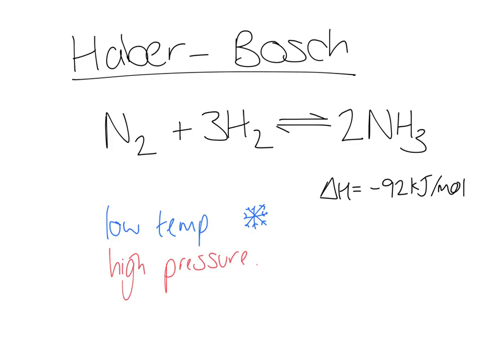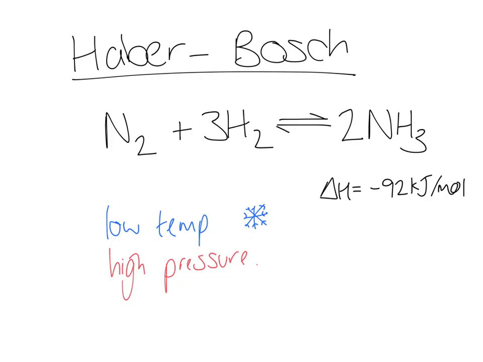Nitrogen's boiling point is what? Minus 190 something. At low temperatures, it's going to be a low rate. Bingo. So low temperature. At low temperature, it's going to be a very low rate.